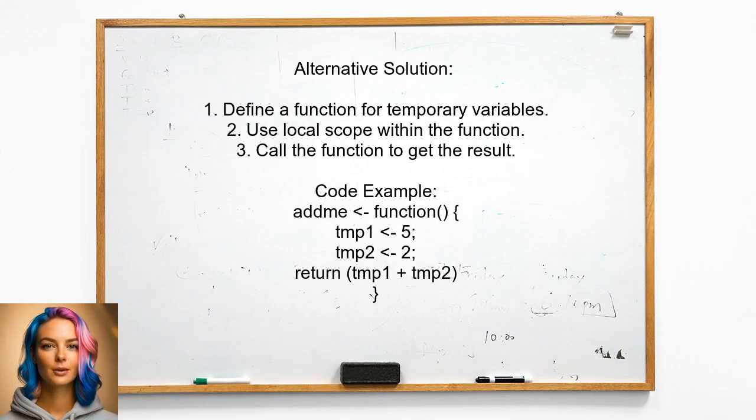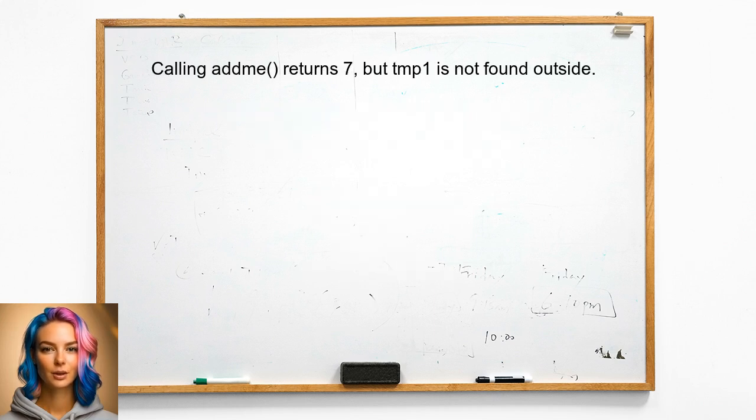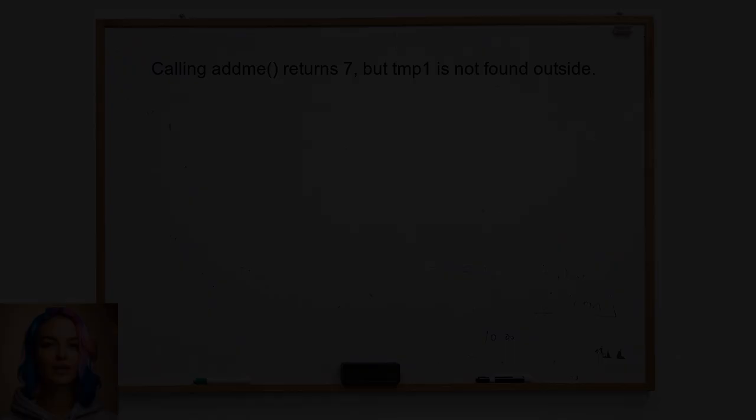An alternative approach suggested by a user is to define a function for your temporary variables. In this method, you create a function called addMe, where TMP1 and TMP2 are defined. When you call addMe, it returns the sum of these variables, but they remain inaccessible outside the function.